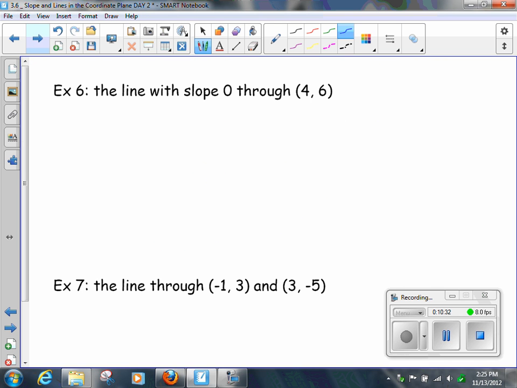All right, look at the next one. What kind of line has zero slope? Zero slope. How do I know horizontal? Because of the Z. Okay? Horizontal line.